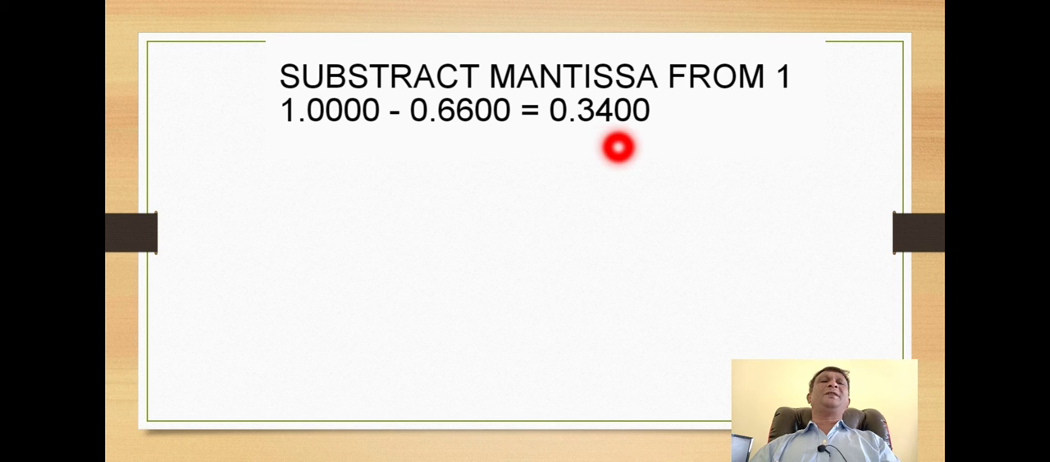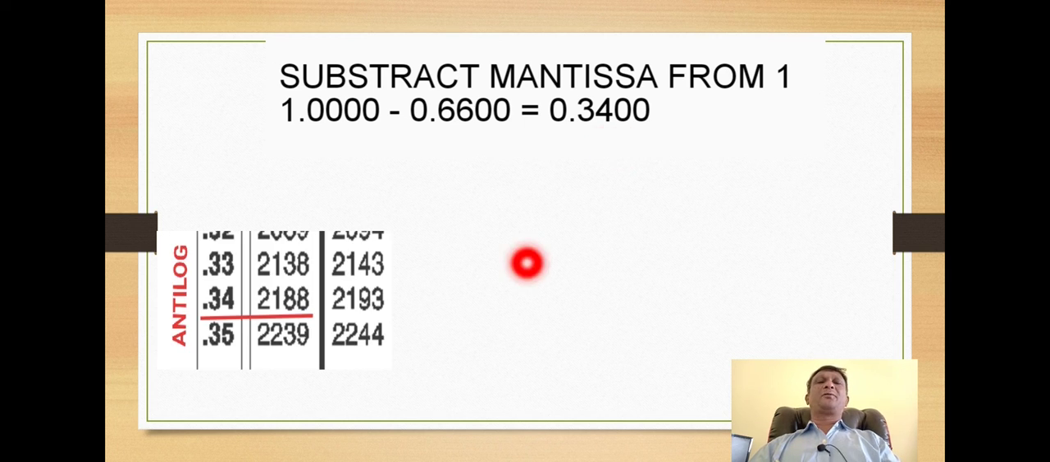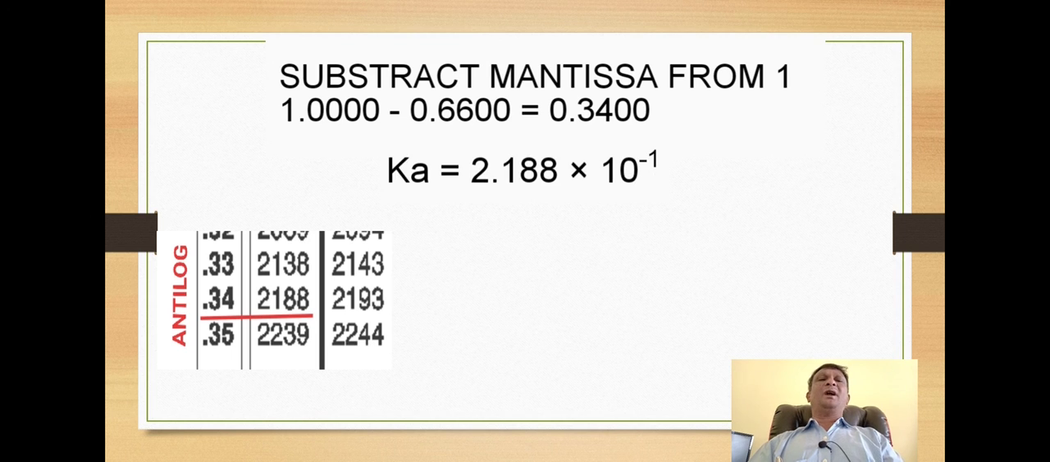So the value of 0.34 in the 0 column is 2188. So when we write down the answer, we will simply write it as 2.188 into 10 to power minus 1. So this will be the Ka value of trichloroacetic acid. If we further simplify this equation, it will simply become 0.2188 because 2.188 into 10 to power minus 1 means 2.188 divided by 10, which is 0.2188.